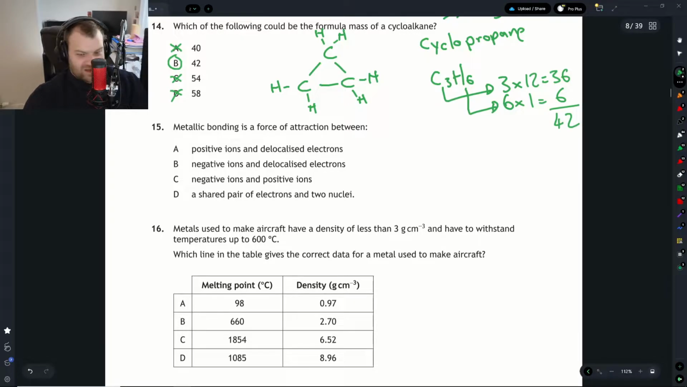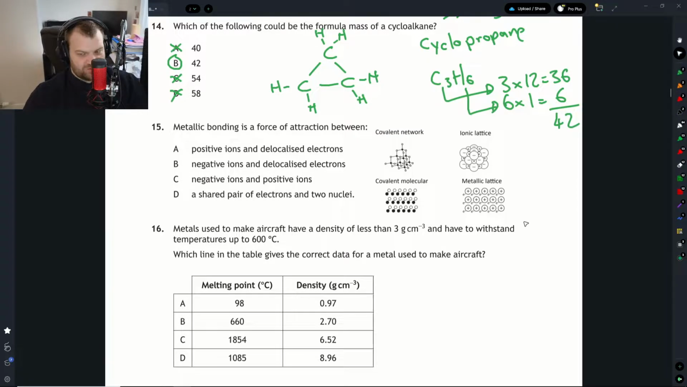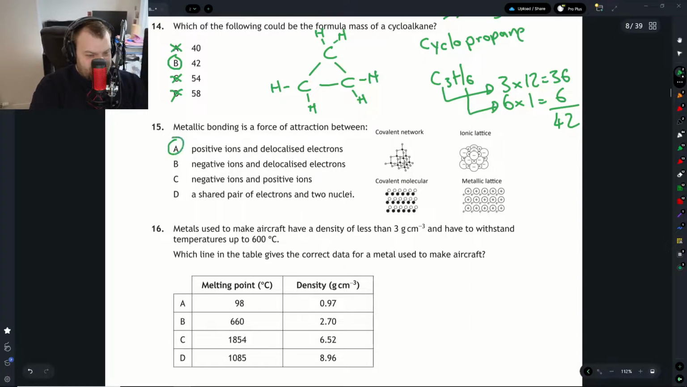Next one, we're asked about metallic bonding. There are 4 different bonds and structures you need to be aware of. In our metallic one, we have positive ions and a sea of delocalized electrons. That means A would be correct. B, we have negative ions and negative electrons. These would not attract at all. Those would repel one another, which means that just doesn't work at all. For negative ions and positive ions, that would be ionic bonding. And a shared pair of electrons means we're dealing with the covalent type of bonding. So A is our correct answer for this one.